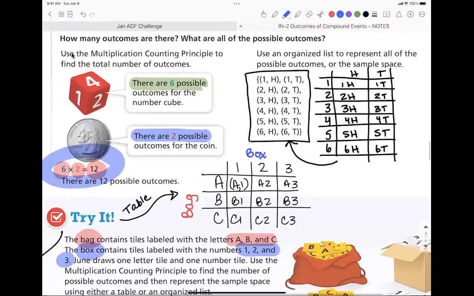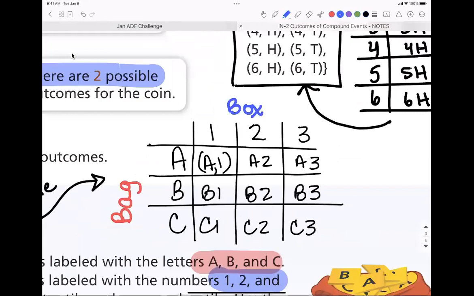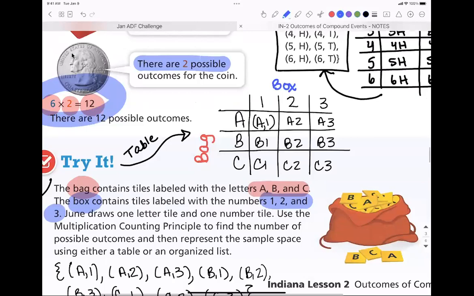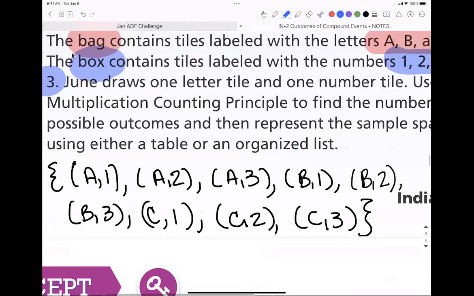All right, so what your table should look like now, and don't erase it if you've done it differently, is this. This is what my table looks like. I did my bag of letters down the side and my box of numbers across the top. You can flip-flop that. You can do numbers down the side and letters across the top. It doesn't matter, okay? You're still going to get the same sample space. So my sample space looked like that: A1, 2, and 3, B1, 2, and 3, C1, 2, and 3. And then I use that, and here is using fancy brackets, parentheses, and commas. That's how you do the list, okay?